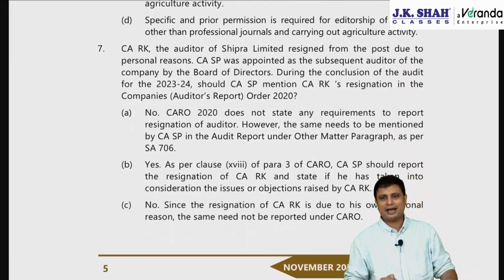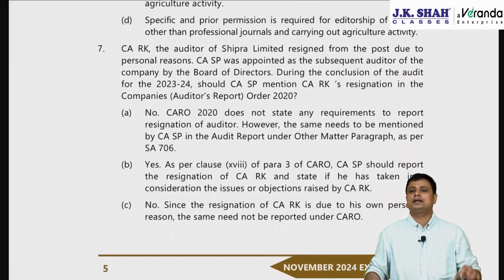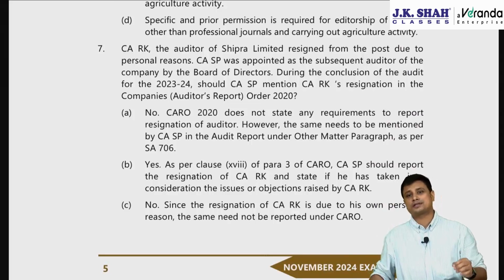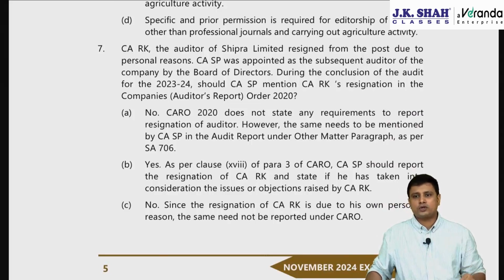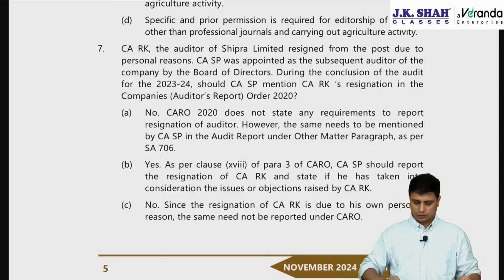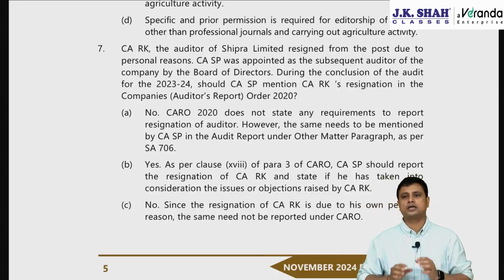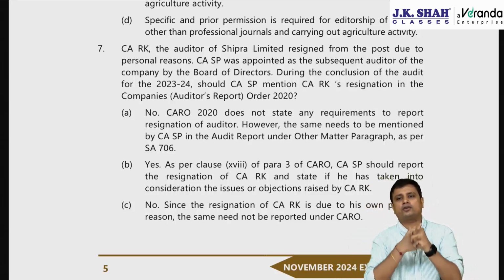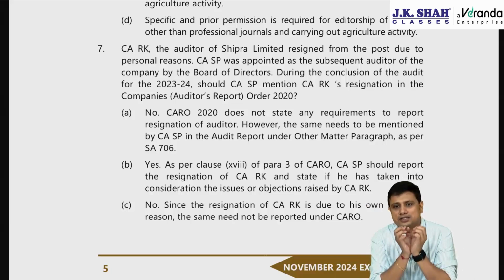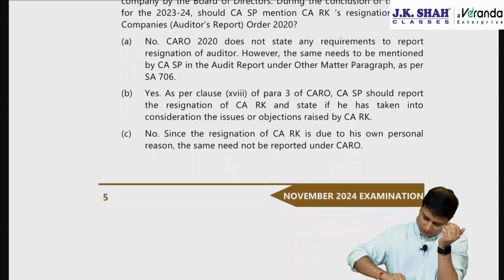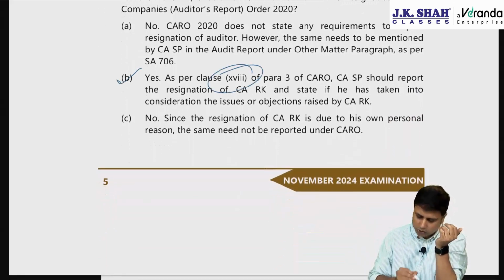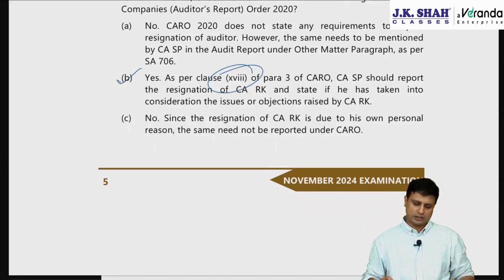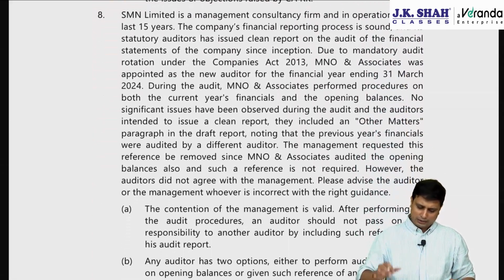Next, CA RK, the auditor of Shipra Limited, resigned from the post due to personal reasons. CA SP was appointed as the subsequent auditor of the company by the board of directors. During the conclusion of the audit for 23-24, should CA SP mention CA RK's resignation in the CARO? So does he have to mention the same? Yes, he will have to mention it. Under which clause? Clause 18 of para 3 of CARO 2020. Moving ahead with the last MCQ.